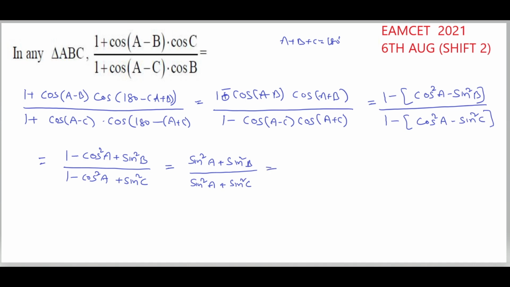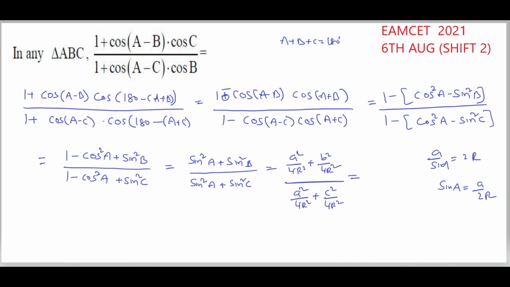From the sine rule, sin A value is a by 2R. a by sin A is equal to 2R. From this, sin A is equal to a by 2R. Substituting this value, that is sin square A: a square by 4R square, plus sin square B: b square by 4R square, like a square by 4R square plus c square by 4R square. So take LCM 4R square, cancelled, that is a square plus b square by a square plus c square.